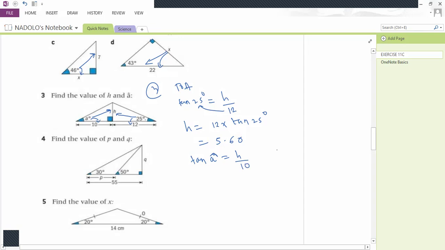Allow me to put your computer to charge before it goes off during the lesson. So you might want to pause the video and do that before completing it.